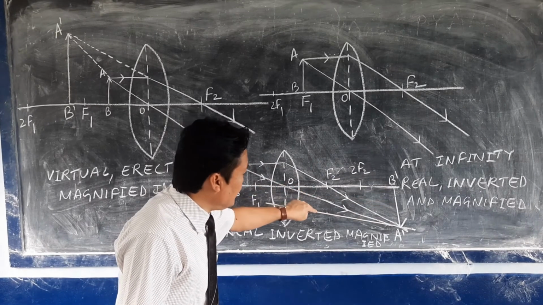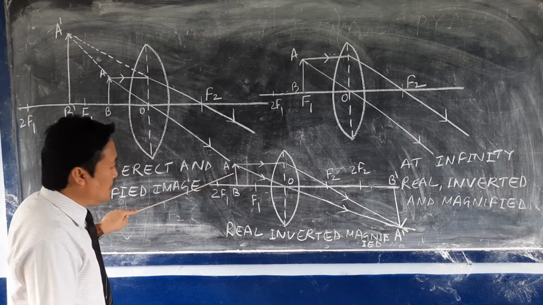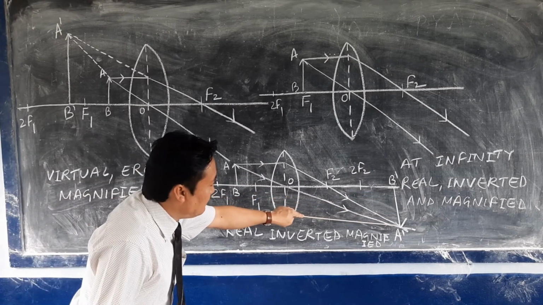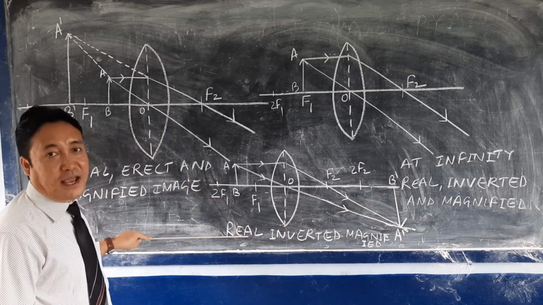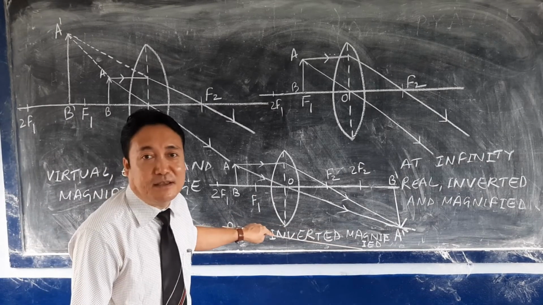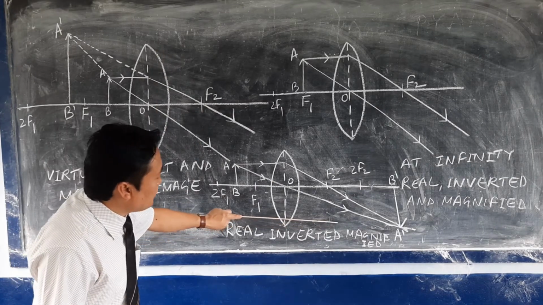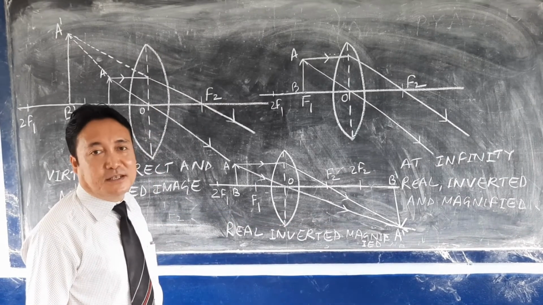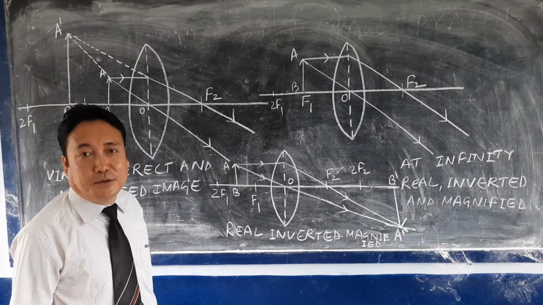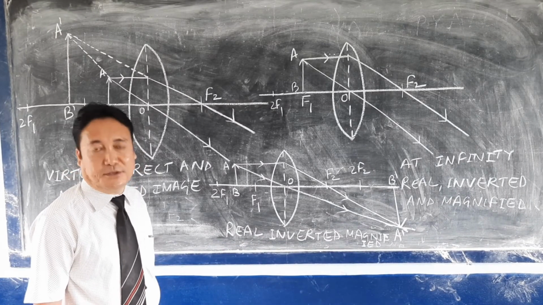The size of the image is bigger than the size of the object. Inverted and magnified images are formed, and they are real. So the character of the image is real, inverted and magnified. And the application of this lens is that it is used in making films, in a projector, in a slide projector.